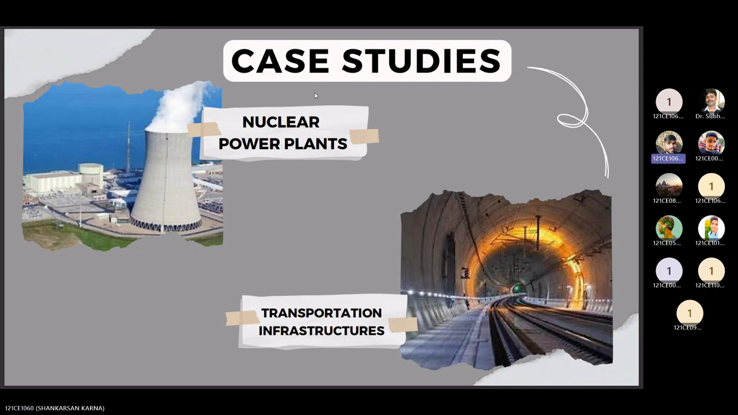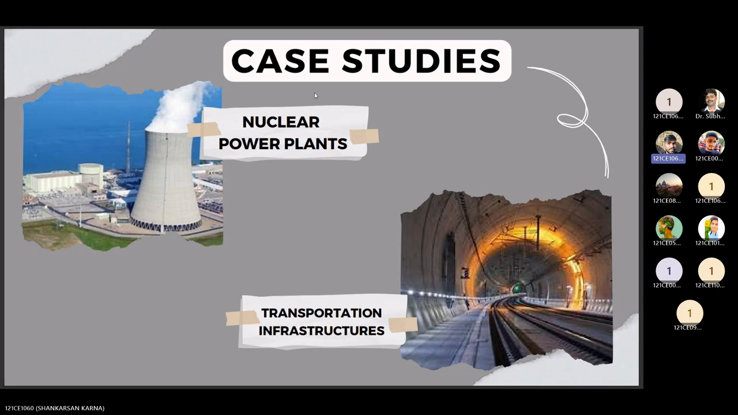The next case study is nuclear power plant. Concrete that is used in nuclear power plants is capable of withstanding exposure to ionizing radiation emitted by radioactive material. Over time, radiation can induce chemical and physical changes in concrete, potentially compromising its structural integrity.